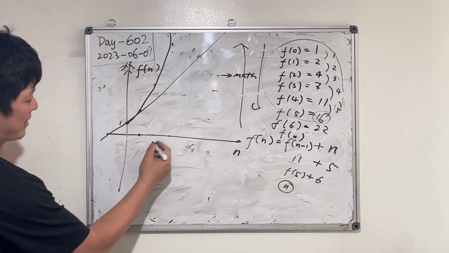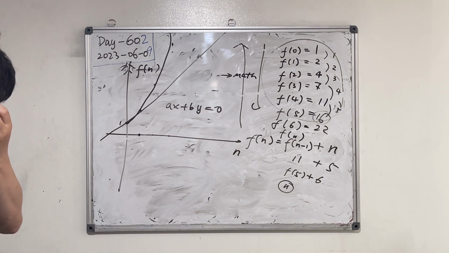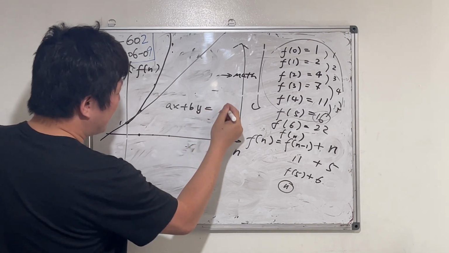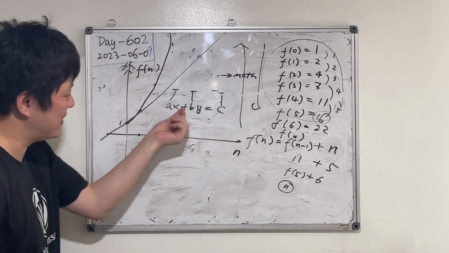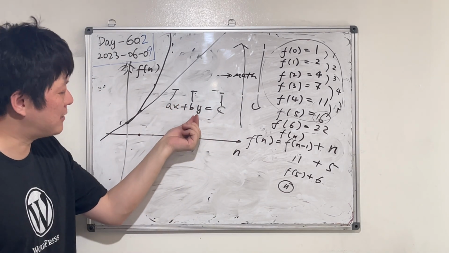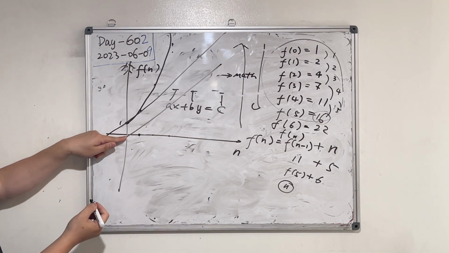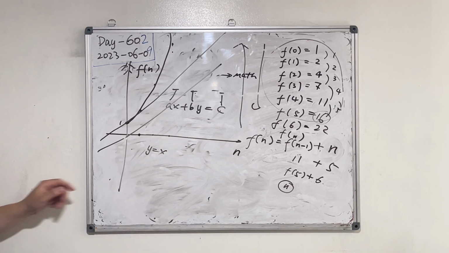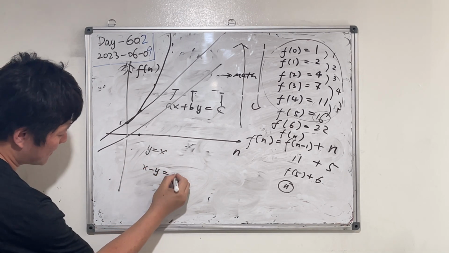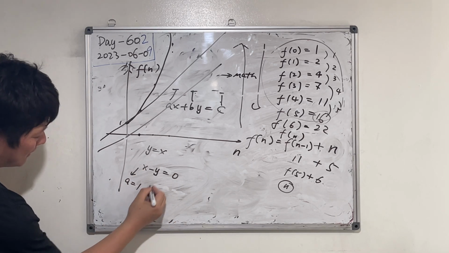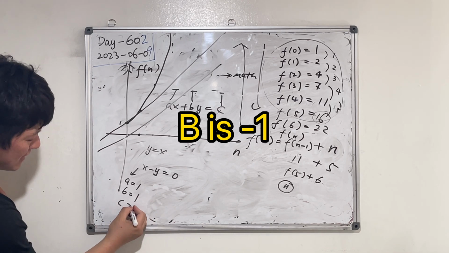For a straight line, we know the equation, which is ax plus by equals 0, or equals c. These are a, b, and c. These are constants, the knowns. This is ax plus by plus c. For example, this one is passing through the 0. This is y equals x, right? So actually, this is x minus y equals 0. So a is 1, b is 1, c is 0, right?